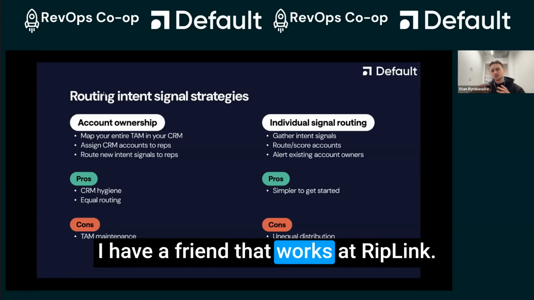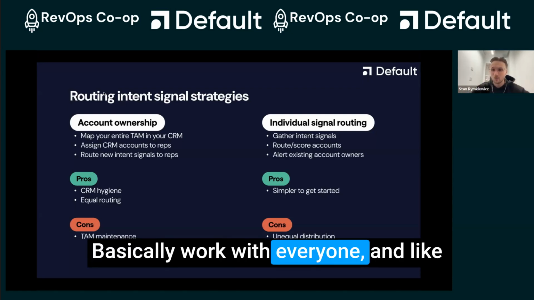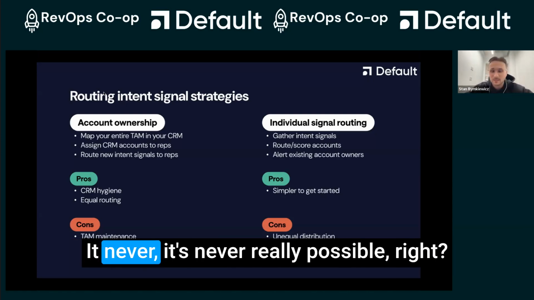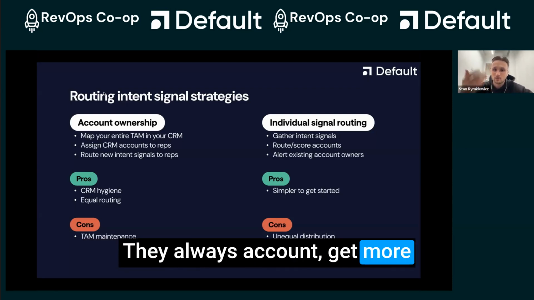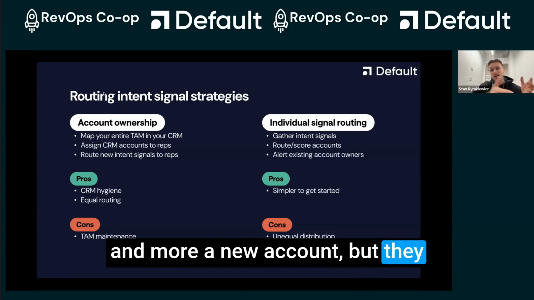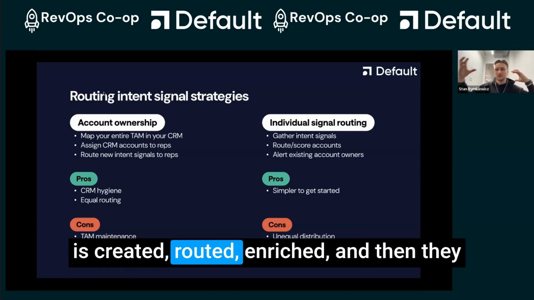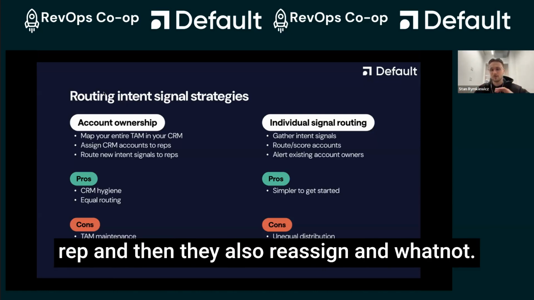I have a friend that works at Rippling. They have a huge TAM. They basically work with everyone. And making sure everyone is in the TAM is never really possible. They always get more and more new accounts, but they actually route intent signals this way. They first get the account routing: the account is created, routed, enriched, and then they capture signals, and then they alert the account rep, and then they also reassign and whatnot.